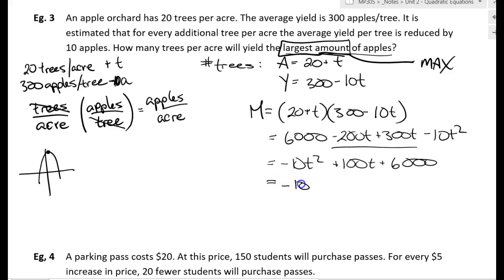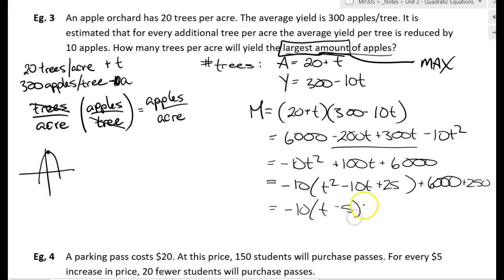From here, we complete the square, factor out 10: negative 10 times t squared minus 10t, plus 6,000. So half of 10 is 5, squared is 25, but really I've subtracted 250, so I'm going to add 250, which means that my final vertex form of this equation is going to be negative 10 times t minus 5 squared plus 6,250.